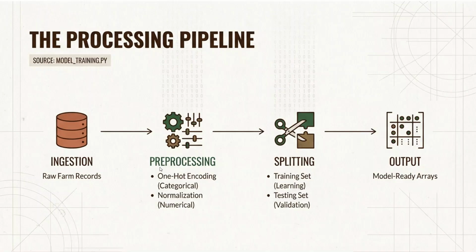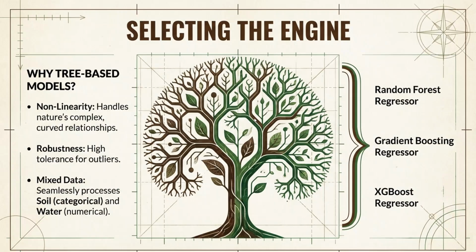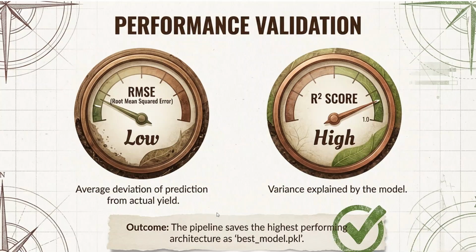First is ingestion, then preprocessing with one-hot encoding and normalization. Then I split the dataset: the training set for learning and the testing set for validation. Then the output is a model-ready array. So these are the random forest regressor, gradient boosting regressor, and XGBoost regressor. I use the random forest regressor, which gives better results compared to the other models. So the pipeline saved the highest performing architecture as best_model.pkl. I saved this model in a pkl file.